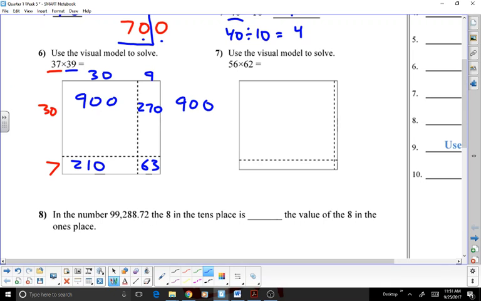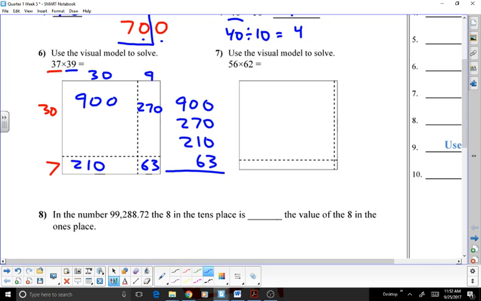900, 270, 210, and 63. You need to add those 4 up. You have it already, Gabe?